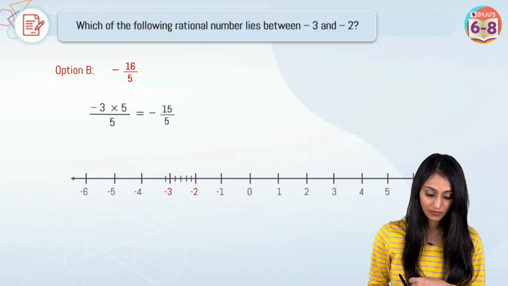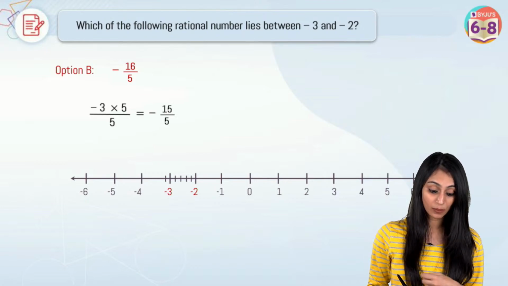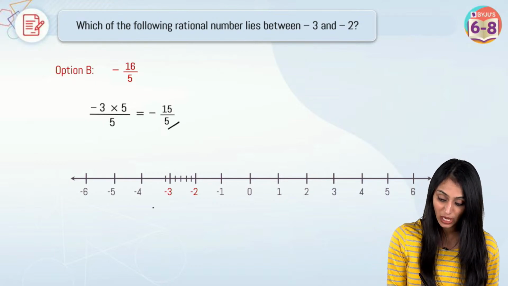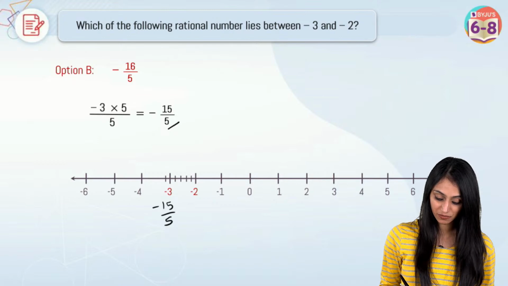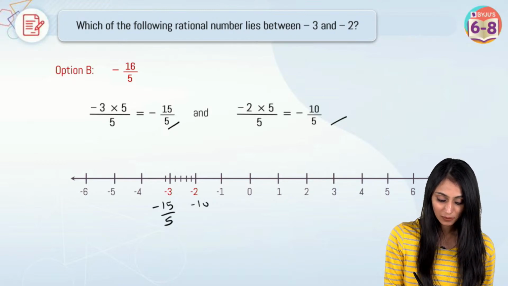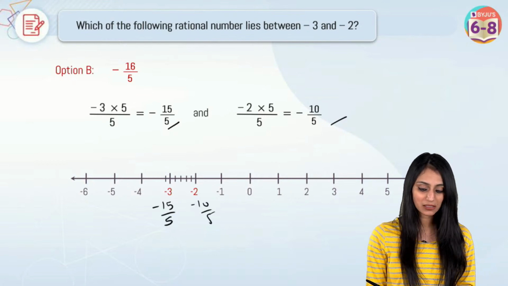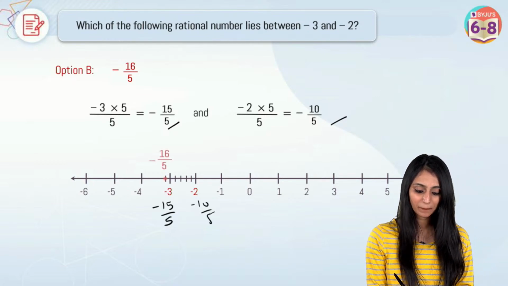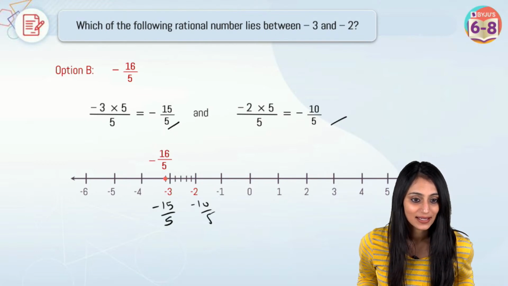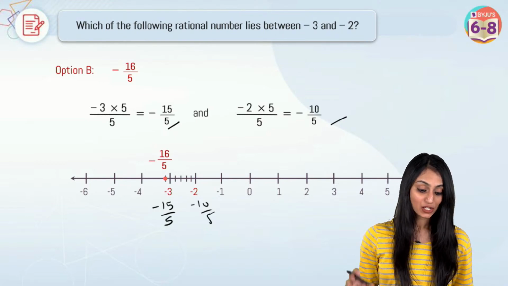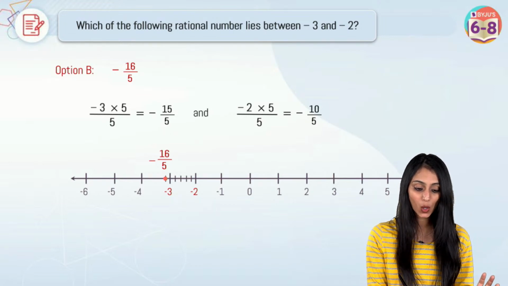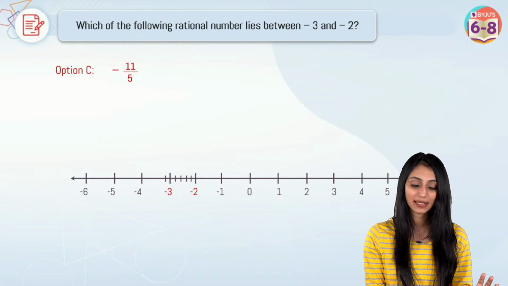So -16/5, now I'll make the denominator 5. I'm multiplying by 5 in the numerator as well as denominator, that's -15/5. So -3 can be written as -15/5 and -2 could be written as -10/5, right? Now think about it. Is -16/5 lying in between them? No, right? So here it's going to be -16/5. That doesn't lie in between them. Talking about option C here, which is -11/5.